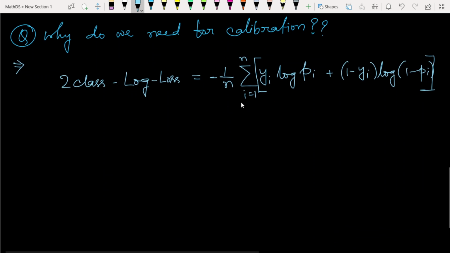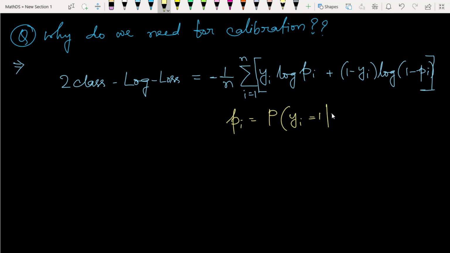And what is the pi here? Pi is equal to the probability of yi equals 1 for a given point xi. We have seen this already. This is the simple formula of the two class log loss. When we discuss the case study, we will see how these things are actually calculated on real data.